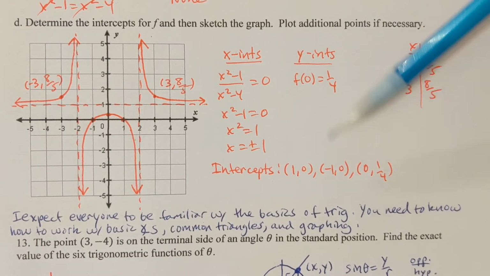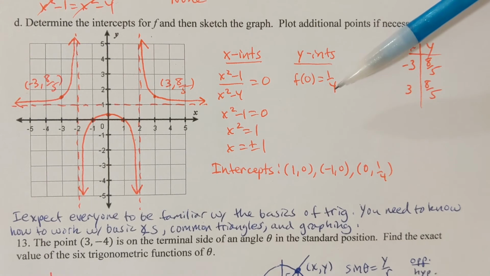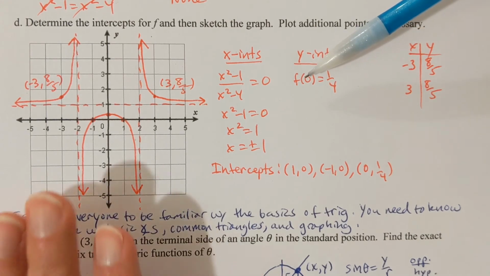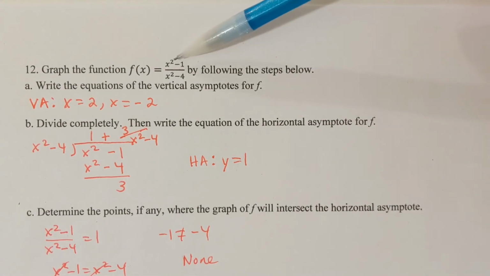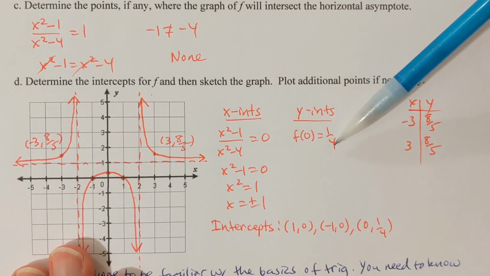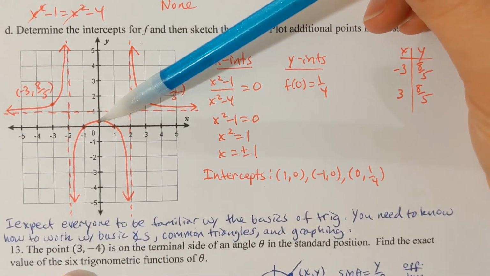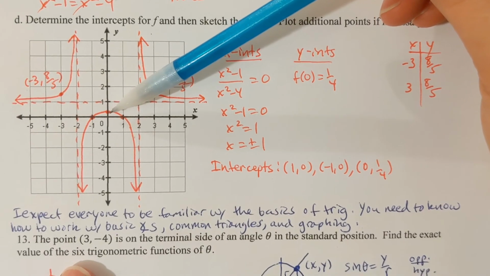To get the y-intercept, I need to let x be 0 and solve for y. Well, x being 0 means that I would just plug 0 into the function. And when I do that, I'm going to have -1 divided by -4, which is 1/4. So (0, 1/4) would be where the curve crosses the y-axis.